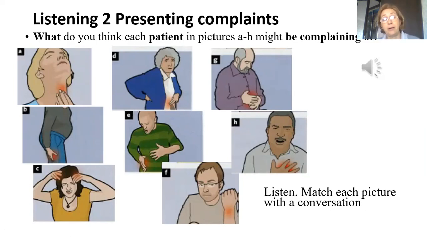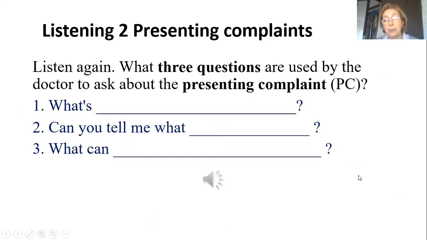So now the patients are speaking about their pain. They name just the part of the body where the pain is located. So here in these conversations, do you remember the 3 questions that were asked by the doctor? The beginnings of questions are here. Can you think of the process? What's your family name? No. We are speaking about this listening task. What's your problem? What is bothering you?